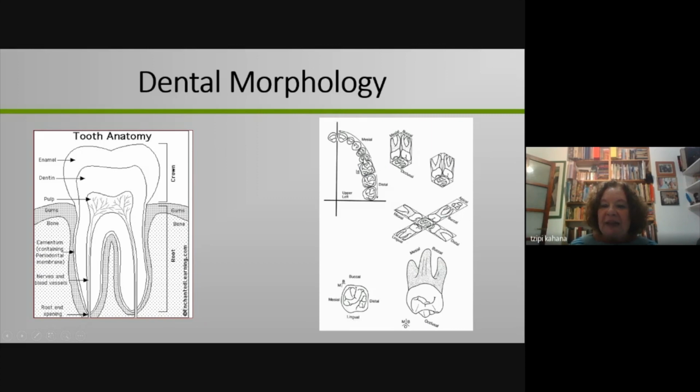The surface of each tooth that contacts the opposing teeth, the upper teeth when they are facing the lower teeth, is called the occlusal, which is this surface.